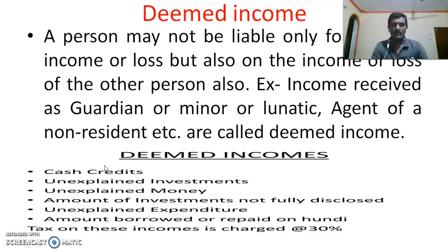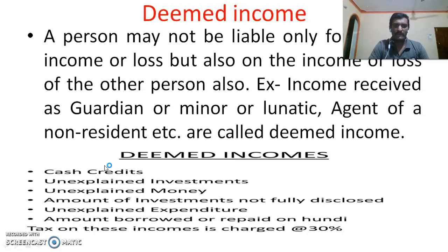What is deemed income? If a person is liable to pay tax on his own income, then that person is called as a normal assessee, and the income on which the tax is charged is called as normal income. But if any person is not only liable for his own income and he is also liable on the income of other persons, like as a guardian, as a minor, lunatic, agent or agent of non-resident, in that case the income on which he is liable to pay tax is called as deemed income.